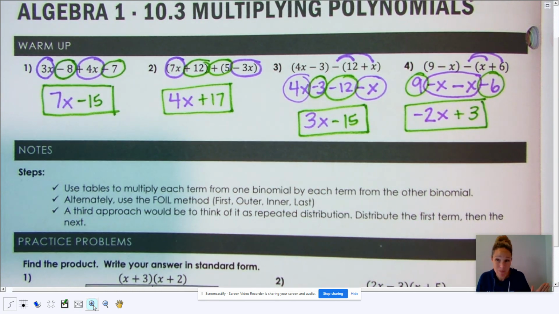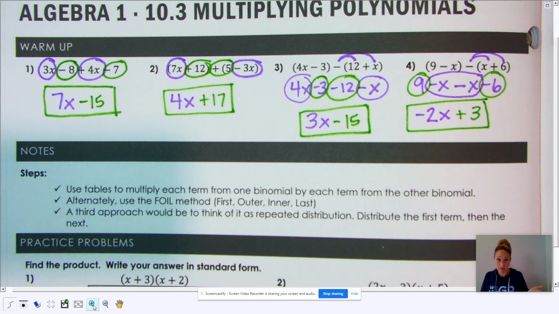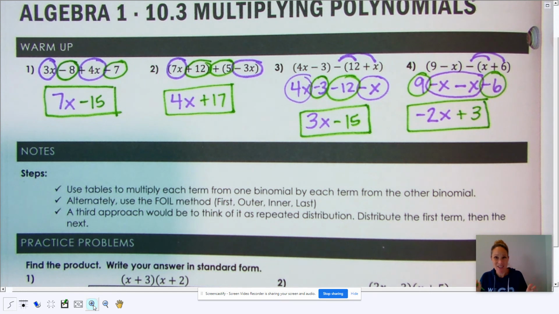Now we're going to be multiplying polynomials. So there's a few different ways that you can do it and come up with the same answer. So I'm going to go through all 3 methods with you guys on different problems. So just kind of bear with me and then choose which method you like the best.